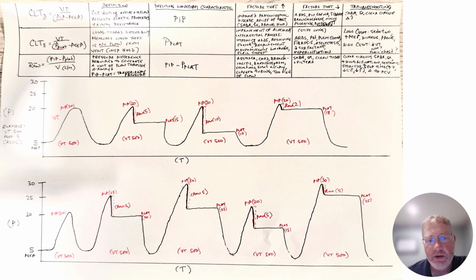Okay. Next one, PIP of 20, plat of 18. So we've got the PIP staying the same, so the dynamic compliance stayed the same. The plateau, in this case, increased to 18. The plat goes up. That means the static compliance went down. Okay. And then you can look at all the factors that would make that happen. However, the resistance, the difference between the two, decreased. So we have less resistance, but we have a worsened static compliance.